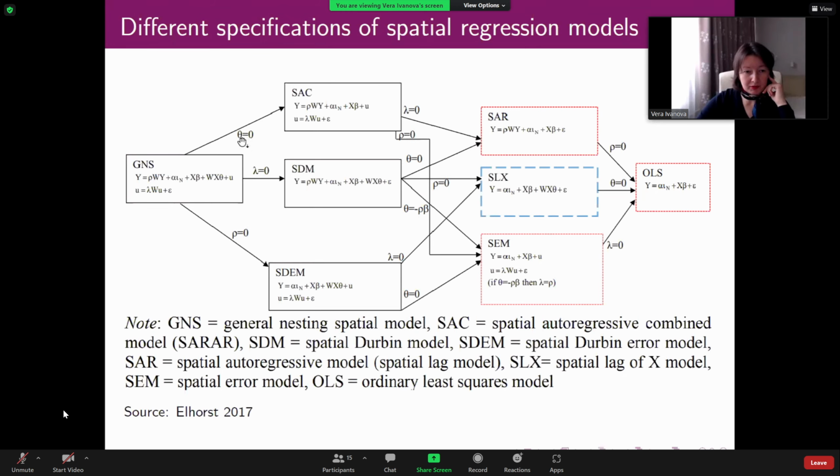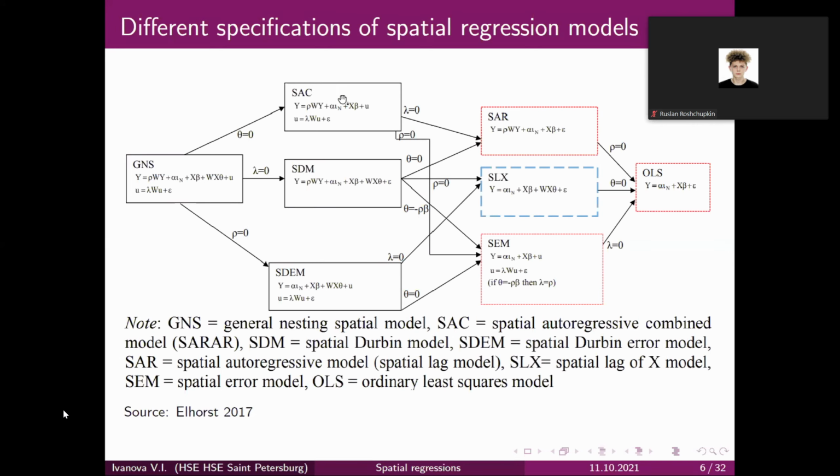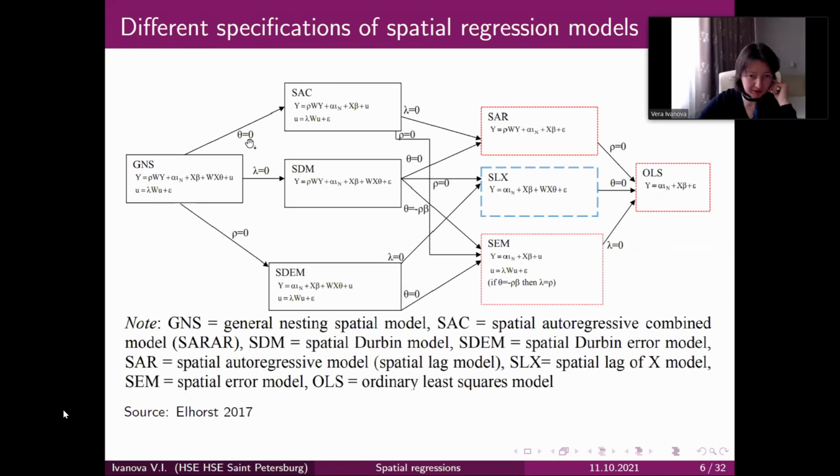Okay, then we put theta is 0, lambda is 0, rho is 0, and we get different cases. For example, when theta is 0, that is, no spatial lag of the explanatory variables, then we get the spatial autoregressive combined model. Also, when lambda is 0, we get the spatial Durbin model. Also, we can get the spatial Durbin error model, and so on. So we can construct different spatial regression models.